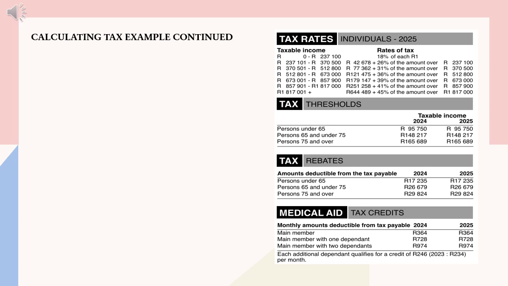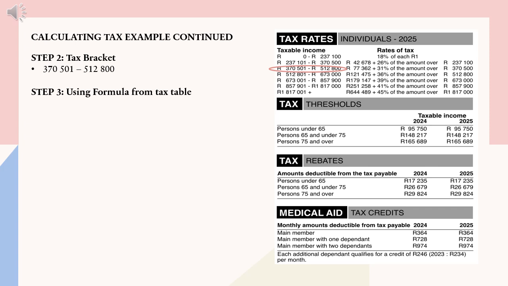Moving on to step 2, which is choosing the tax bracket. His income is 381,600 Rand, which falls between 370,501 and 512,800 Rand. Next is step 3, using the formula from that tax bracket. We will take 77,362 plus 31% of the income above 370,500. So for the brackets, we will take his income minus 370,500.